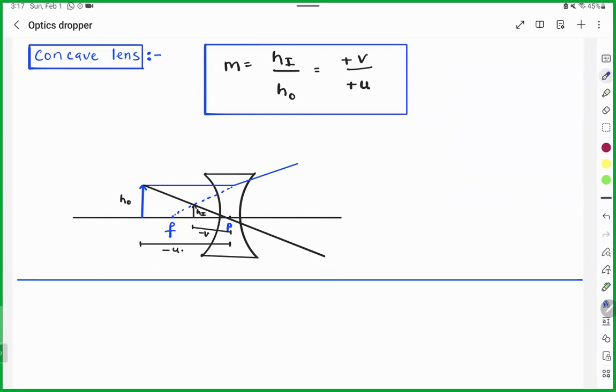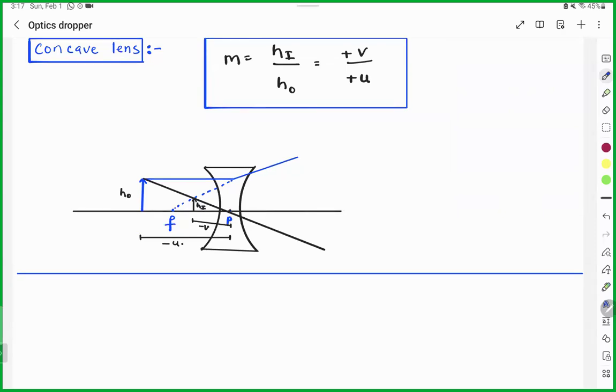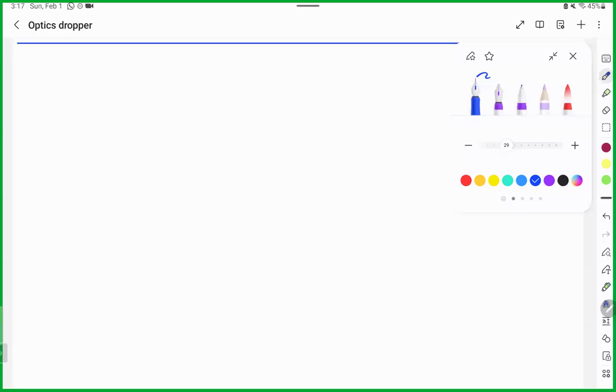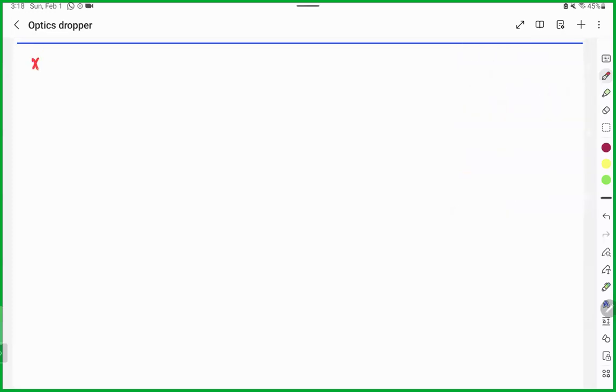No, sir. Yeah. So I will finish power of the lens. After that, we'll solve questions because we have to solve questions from both. So the topic name is power of the lens, P.